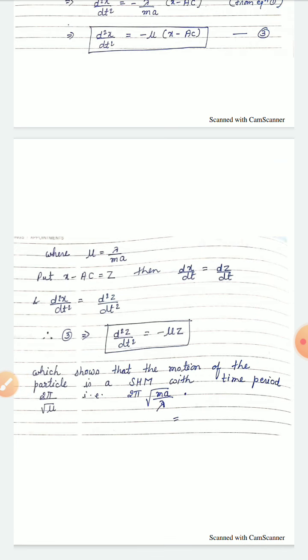Now if we put x minus AC equal to z, then dx by dt is equal to dz by dt, and d2x by dt square equal to d2z by dt square. So from equation 3 we will get d2z by dt square equal to minus mu z, which shows that the motion of the particle is a SHM, simple harmonic motion, and the time period is 2 pi by root mu. Substituting the value of mu as lambda by ma, we will get 2 pi under root ma by lambda. This is the theorem for vertical elastic string.